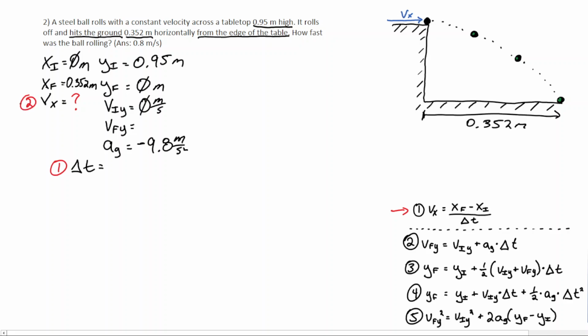Also, once again, we don't know and we don't care about the final velocity in the y direction. So every single time that we see final velocity in the y direction, let's take that out. We don't care about it. Let's cross it out in our kinematic equations. And once again, it looks like we're going to be using equation number 4 to find out our delta t.